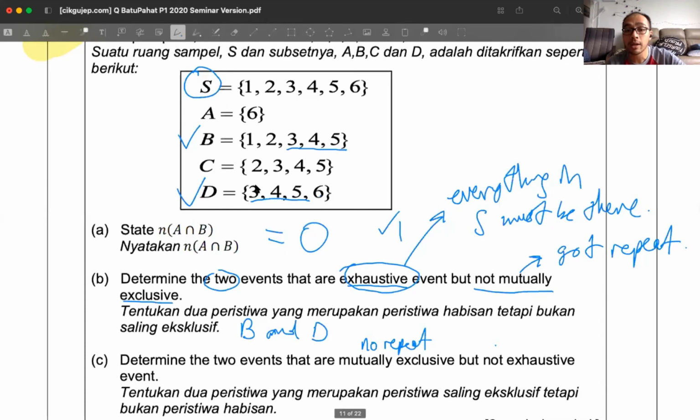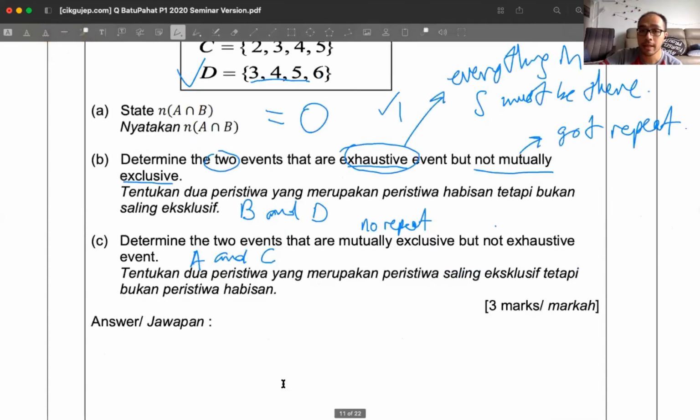As long as they don't repeat, the only possible one is A and C, because there's no number 1. Right? So it's not exhaustive, and they don't have a repeat. So they are mutually exclusive. So the answer for this will be A and C.